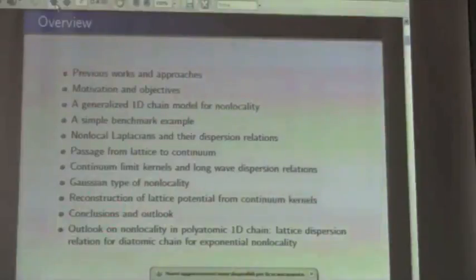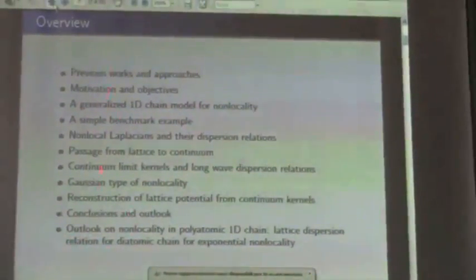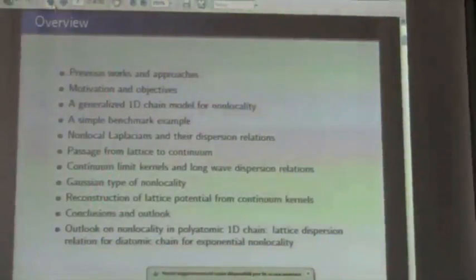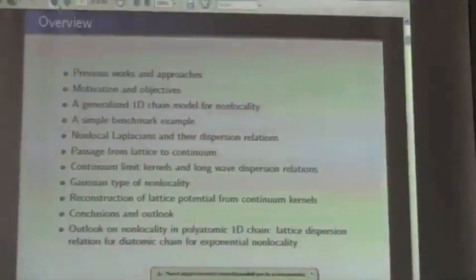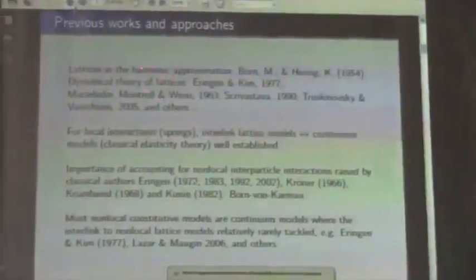Then we discuss some conclusions and outlook, and as we have heard today, we have some common lines with the work of Francesco. This is by means of a one-dimensional chain where each lattice point is one atom. We have also generalized it to a polyatomic chain, so we have unit cells with n atoms or n degrees of freedom per unit cell. I will only very shortly discuss this.